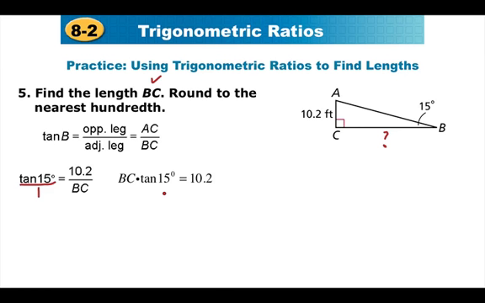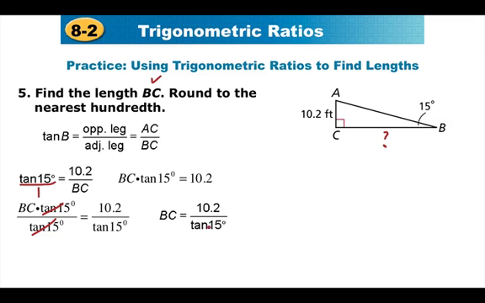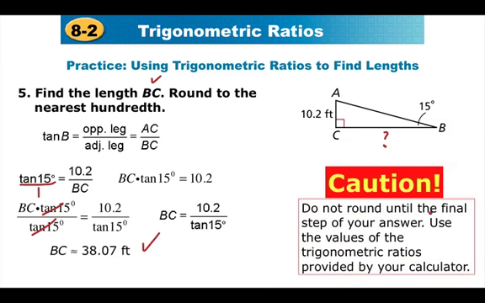At this point, I am going to solve for BC. To do that, I need to divide both sides by tangent of 15, and that's how I end up with this. Once I do that, this cancels out, and I'm left with BC is equal to this. At this point, I pull out the calculator, divide 10.2 by tangent of 15, and this is my answer. Just read the following, please. Be careful with this. Let's move on to number 6.